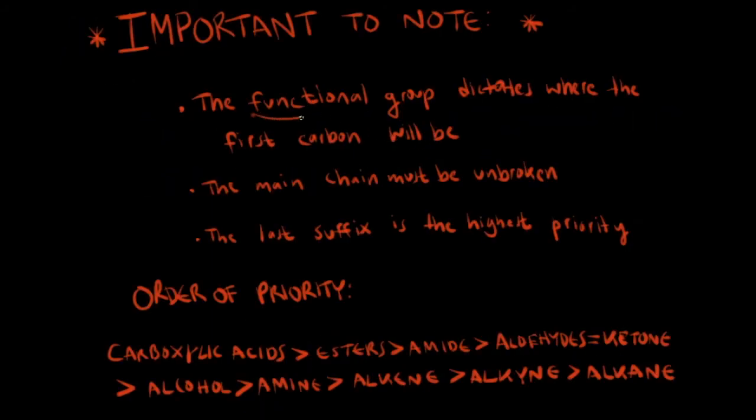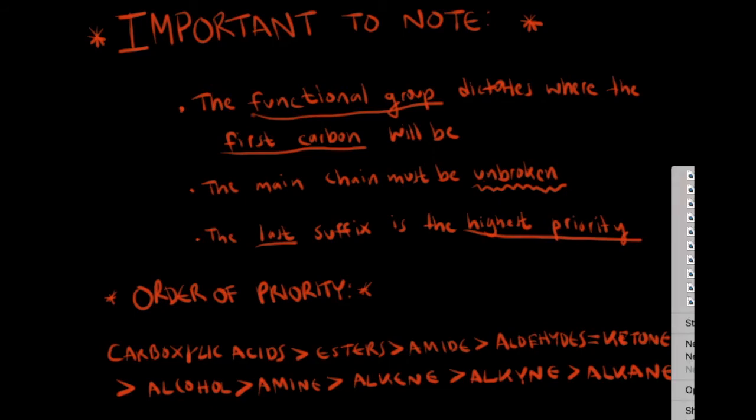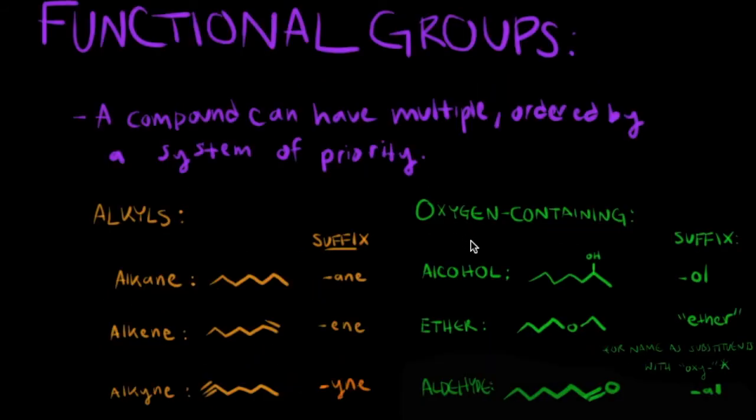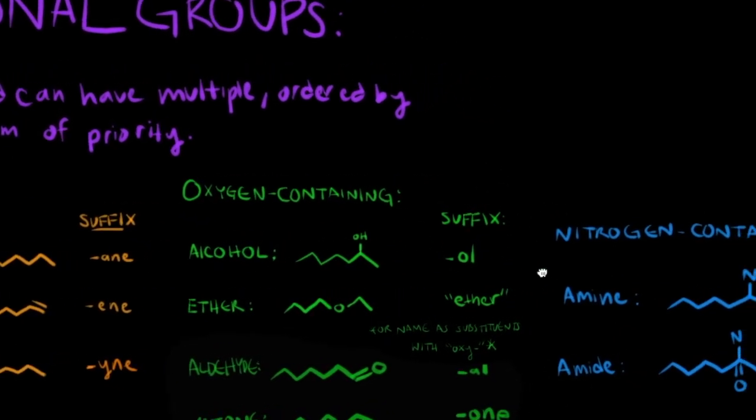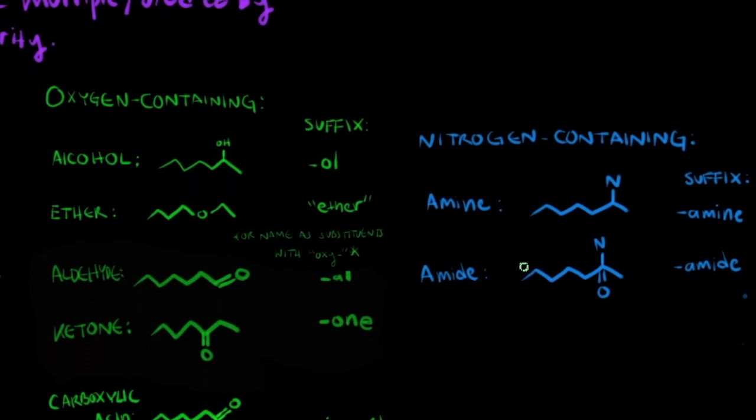Here are a few things that are important to note. First, that the functional group denotes where the first carbon will be. Second, that the main chain must remain unbroken. And last, that the last suffix is of the highest priority. Here is the order of priority for your reference. All of the functional groups that we talked about today can be combined in a compound in a multitude of ways. It is important to remember the system priority so you can name a compound properly.